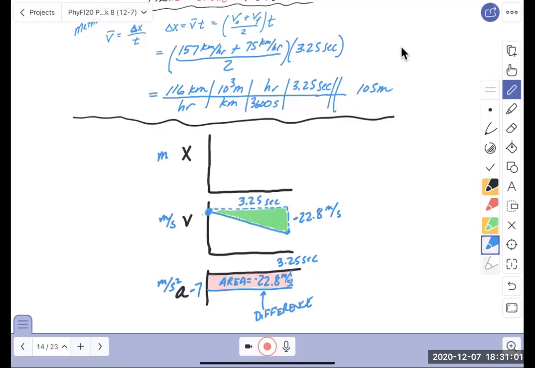Okay, so this area now will give me my delta x. And notice that it's no longer negative area. I'm in the first quadrant, so that area will be positive. So 1/2 base times height will be 1/2, and my units are good. Base is 3.25 seconds. Height is negative.